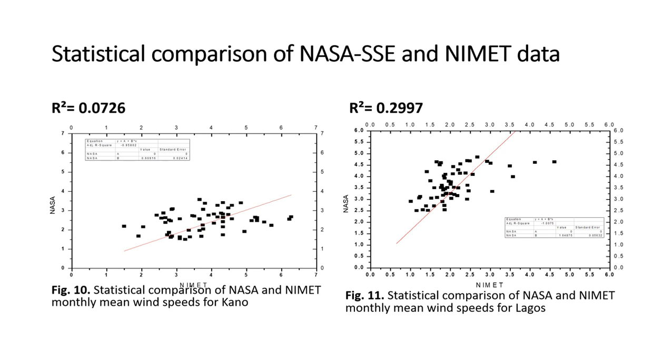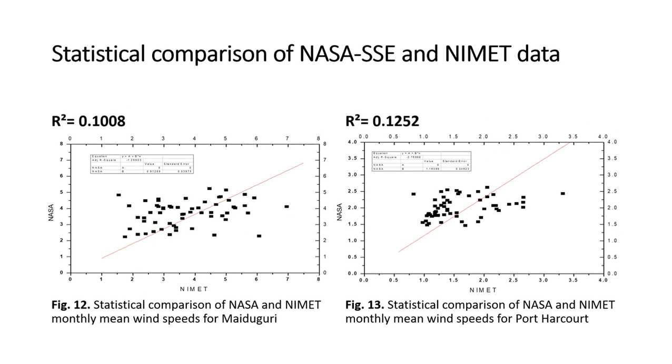For Lagos, as shown in figure 11, we had an R-square value of 2.997. For Maiduguri, as shown in figure 12, we had an R-square value of 0.1008. For Port Harcourt, we had an R-square value of 0.1252.